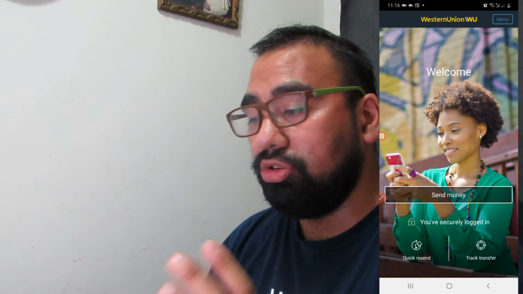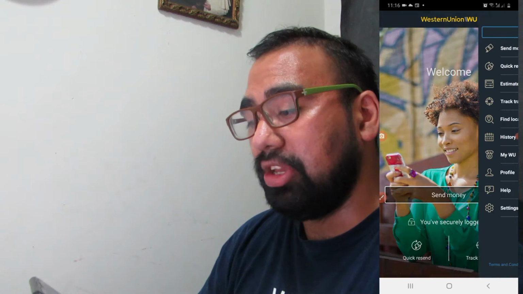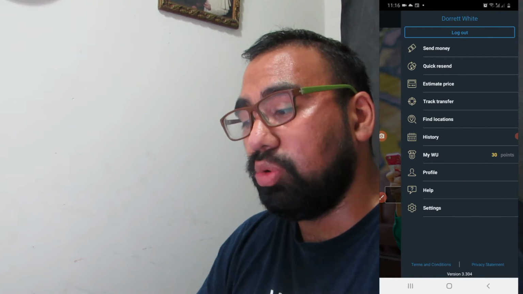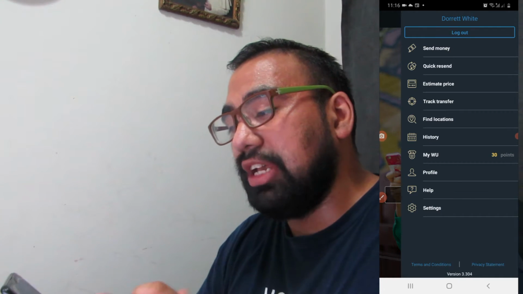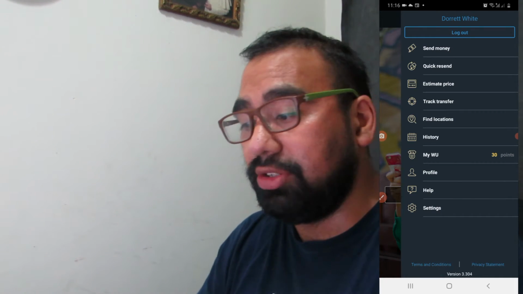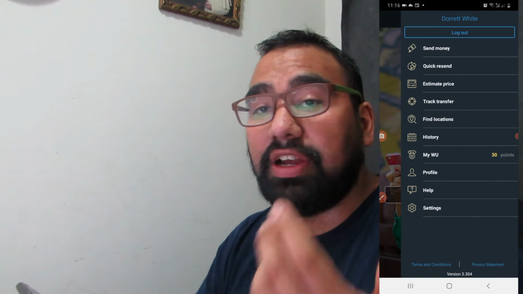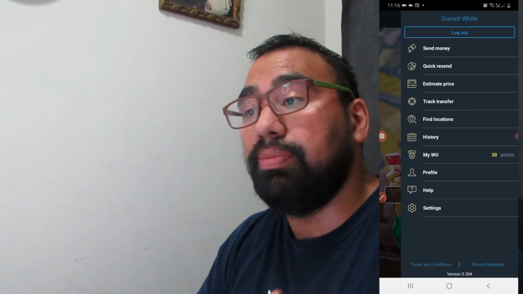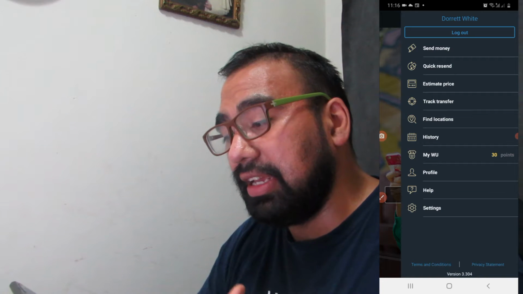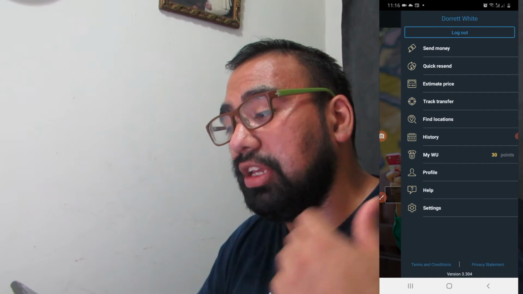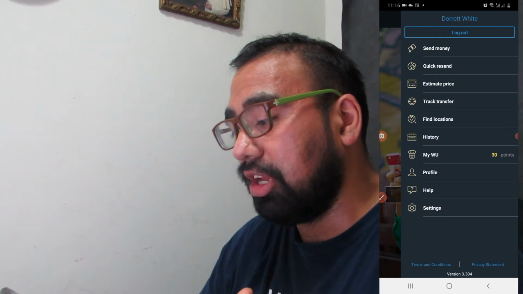So right now, in order to explore it, it gives you many options. There's send money, quick send, and estimate, which tells you the exchange rate. So the estimate price is the exchange rate. Then there's find a location, in case you need to find a location close to you. It tells you everything. There's send money, and resend money if you want to do the same transaction, and so on. I'm going to go into a little bit more depth.